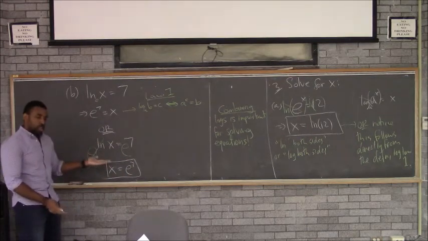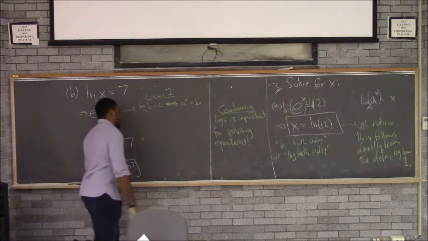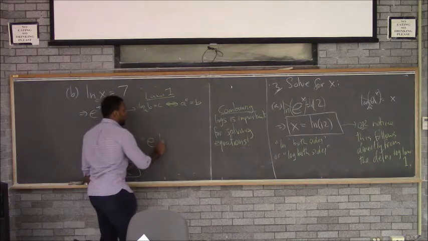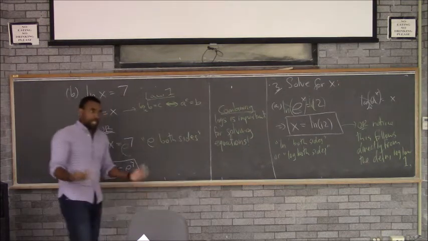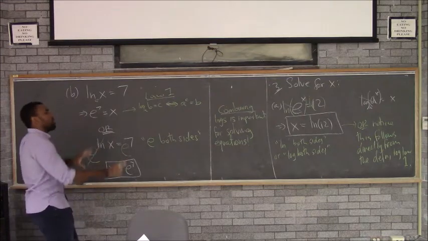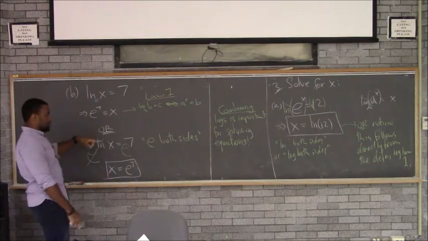Now, whenever you do this process, again, not technically correct to say this, but it's what you might say: you "e" both sides. What does it mean to e both sides? Well, it means take each side, plug it into the power of e exponential, and that allows you to cancel things.